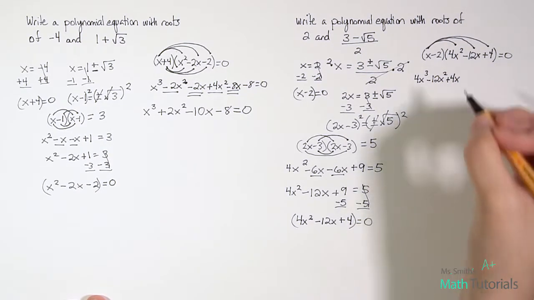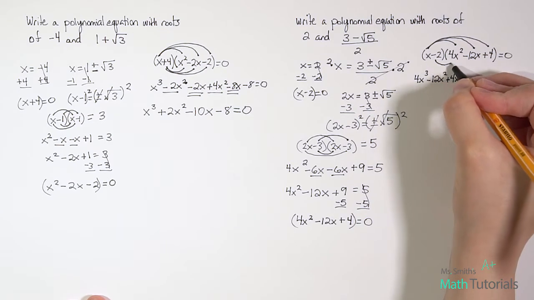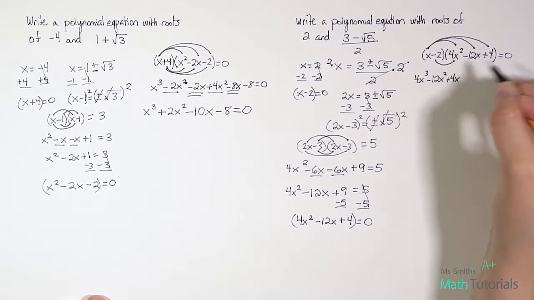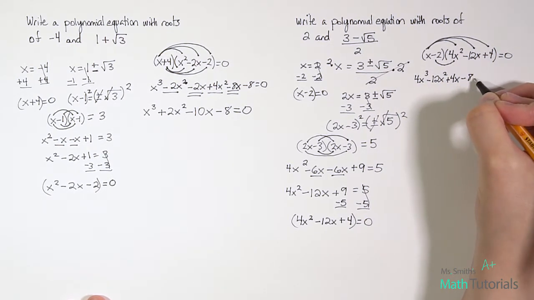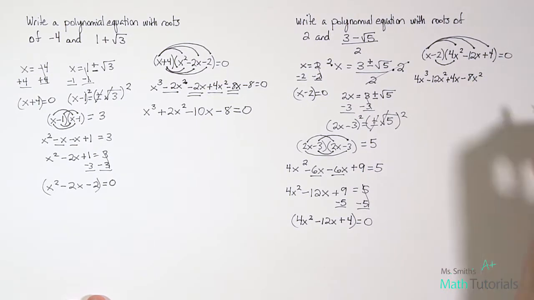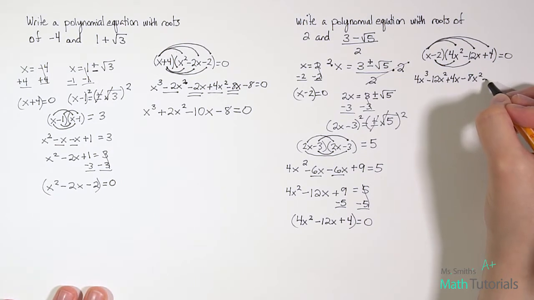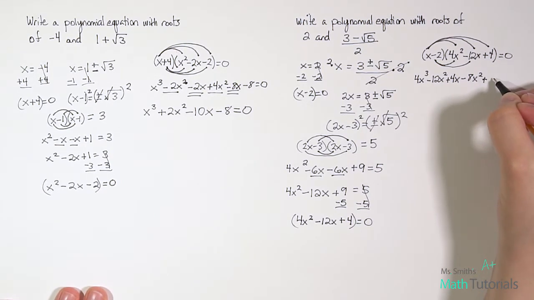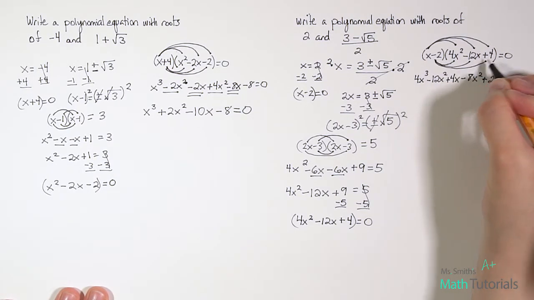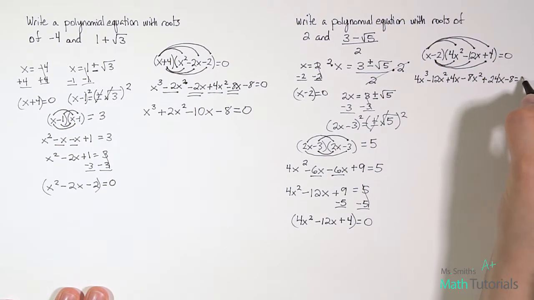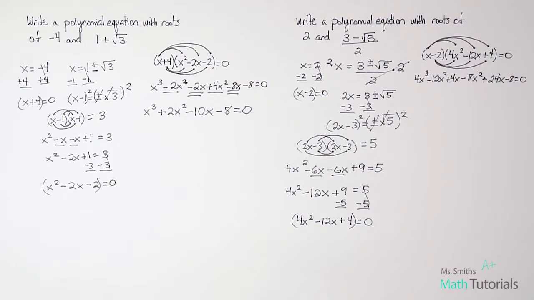Now we need to distribute this negative 2 to every part. So negative 2 times 4x squared would give me negative 8x squared. Negative 2 times negative 12 would give me a positive 24x, and then negative 2 times positive 4 would give me negative 8 equals 0. So we want to combine like terms and also make sure we're writing our answer in standard form.